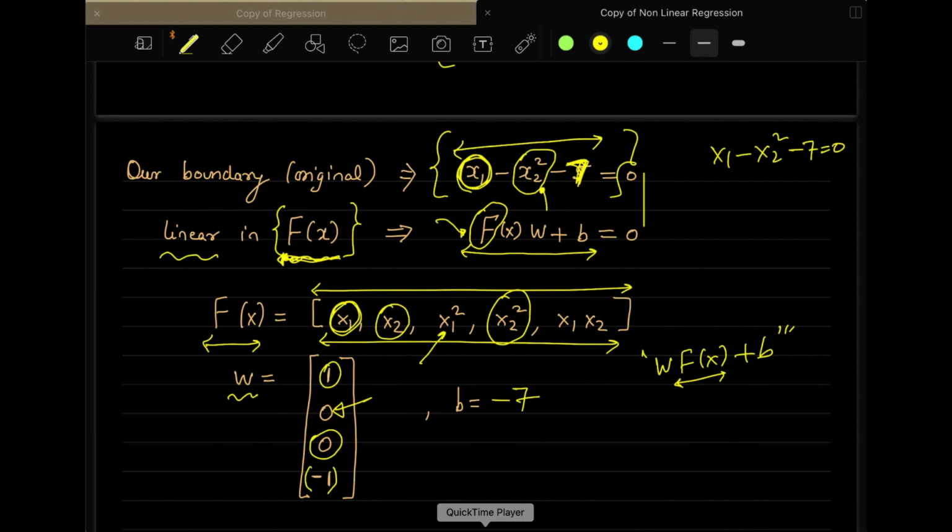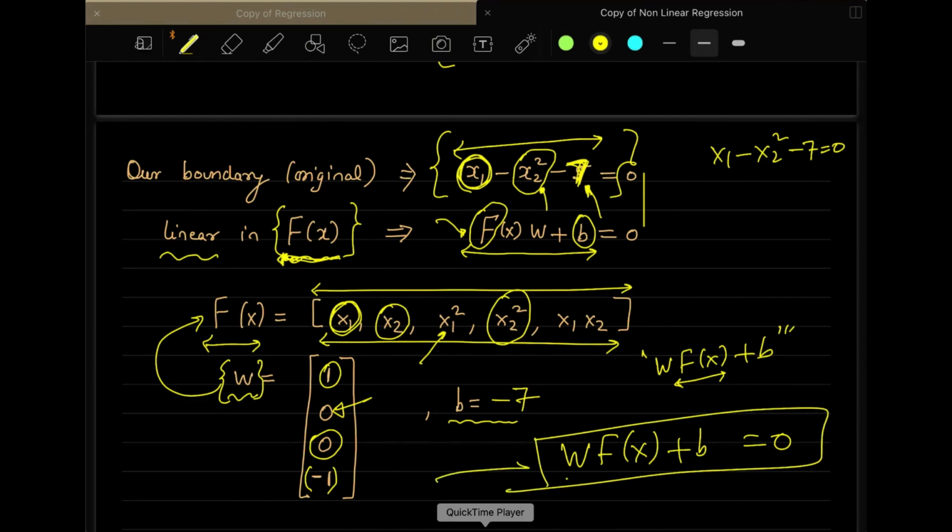And how about this b? B is 7 over here, minus 7, so we will write b as minus 7. So once you have this, that is you have assigned weights to this expanded feature, then you can write it as w transpose f(x) plus b. And what is this equation? This equation is the equation of a straight line in the feature transformation space, because you have transformed the original features into this higher dimension. So here it is a straight line.